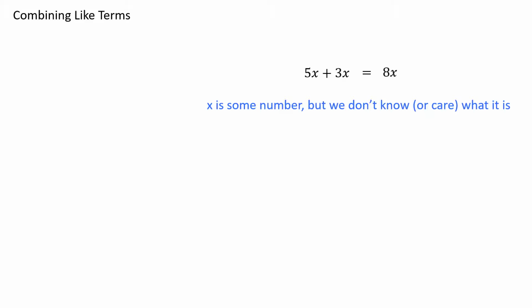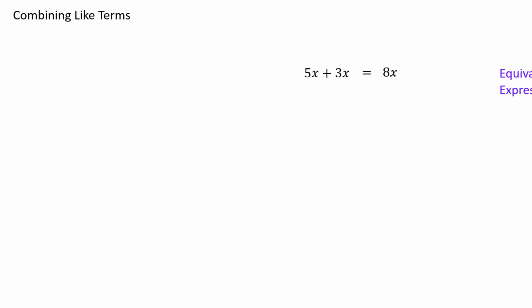So earlier when I said x is some number and we don't care what it is, I really should have said x could represent any number whatsoever, and all of the math that we did there would be true. When two expressions are always the same no matter what x is, we call those equivalent expressions. You'll hear that a lot in this video. Let's take a look at another problem.